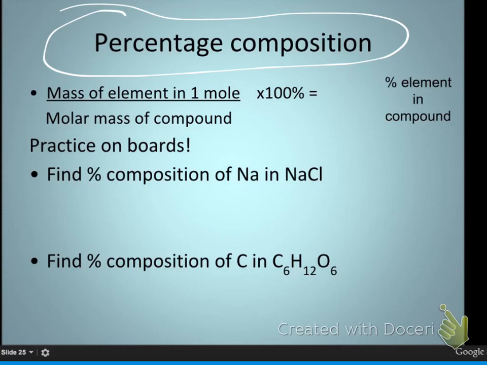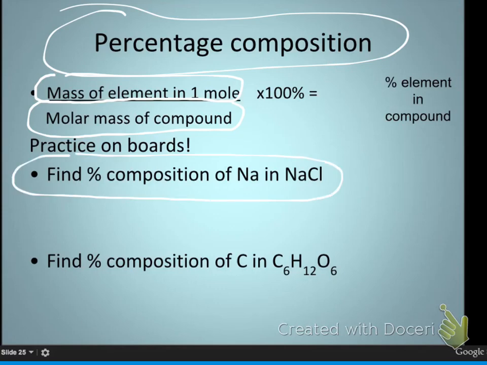And so we're going to start off doing it, in essence, backwards to the way it's typically used in the real world, because it's easier to understand that way, and then we'll do it forwards. All this is, you are looking at the mass of a given element that's in 1 mole of a substance divided by the molar mass of the compound. We can find the percent composition of sodium in sodium chloride. So let's do that first.